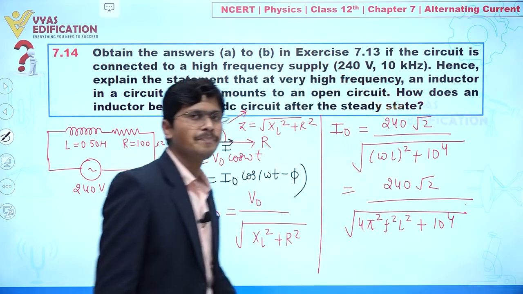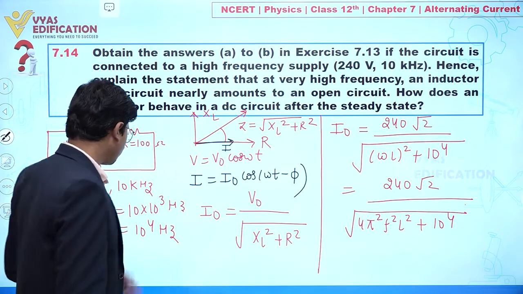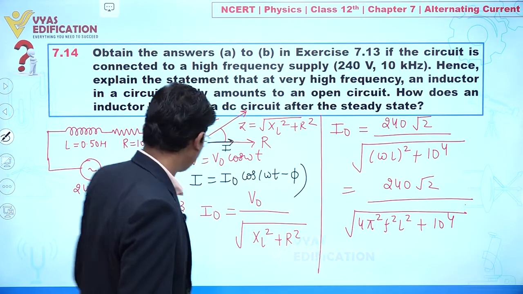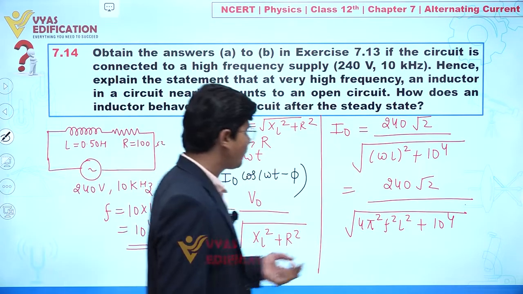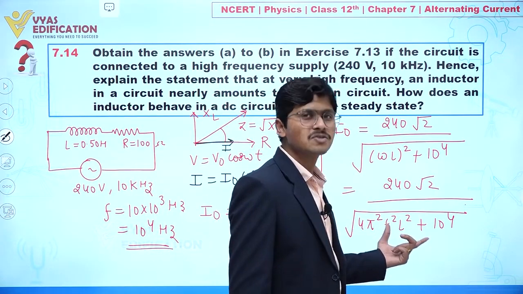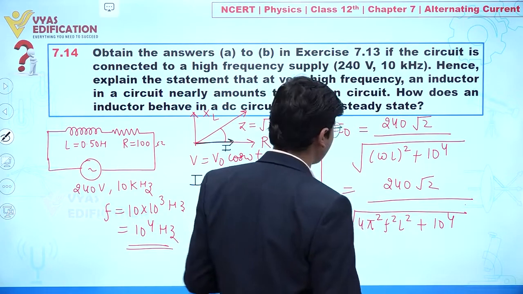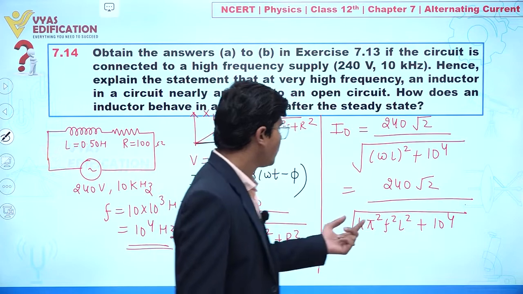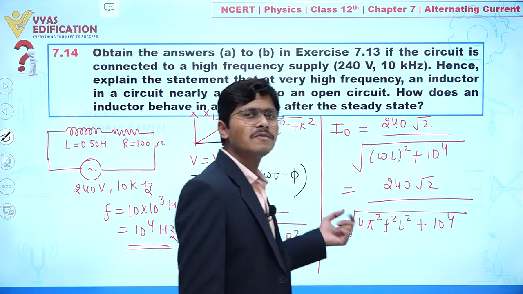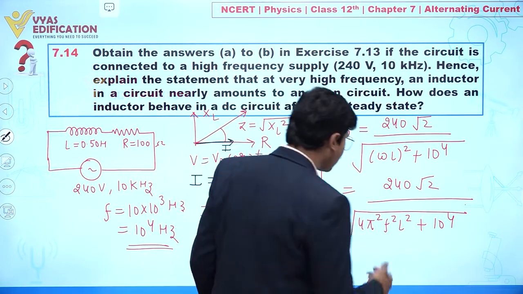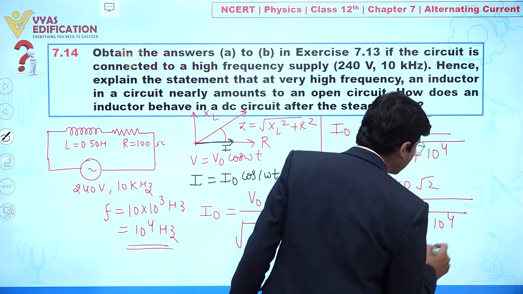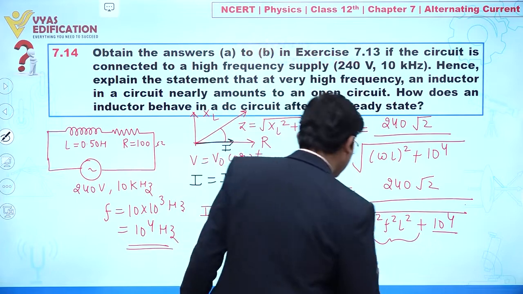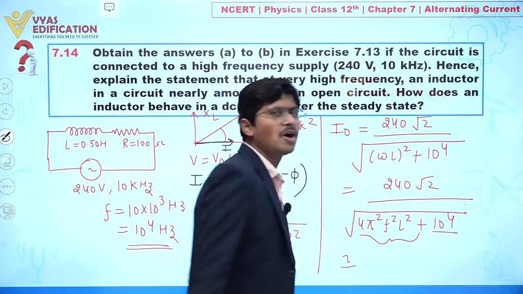Now listen carefully. In this question, it is given that we have high frequency. High frequency means this is 10 to the power 4, and here we are squaring it. The value of L is given as 1 by 2, so this becomes 1 by 4. Pi squared, this is equal to 10 to the power 4. You can observe that this term is very large compared to this 10 to the power 4. So now we can ignore the term of resistance.